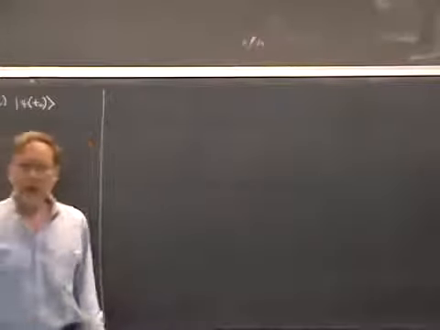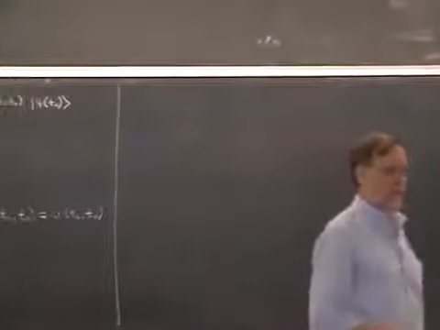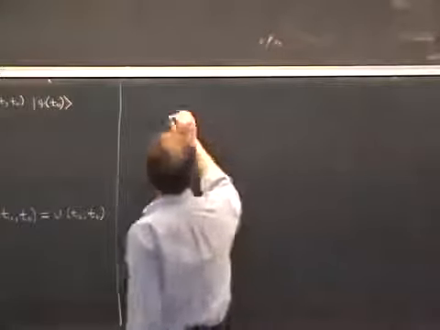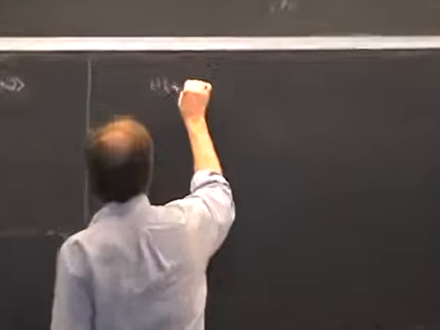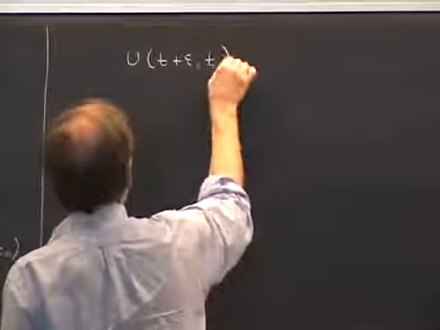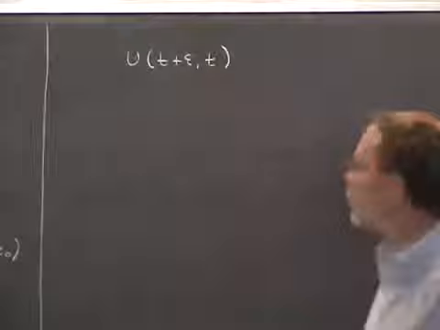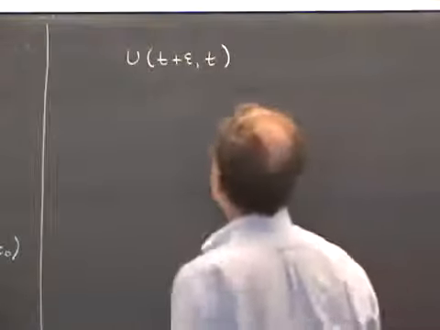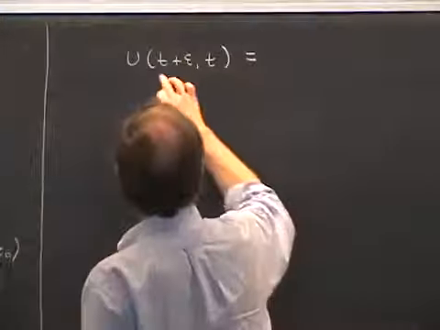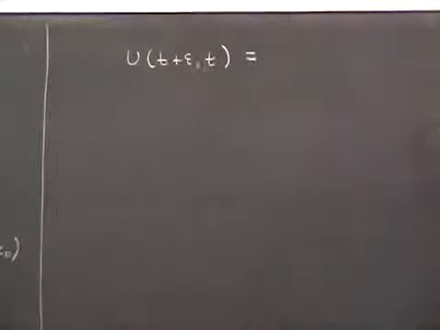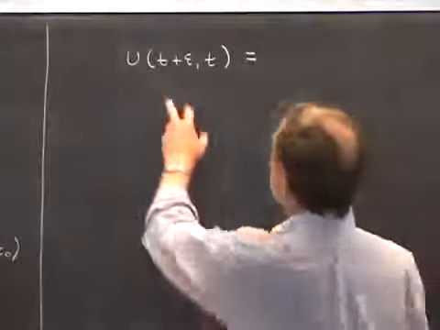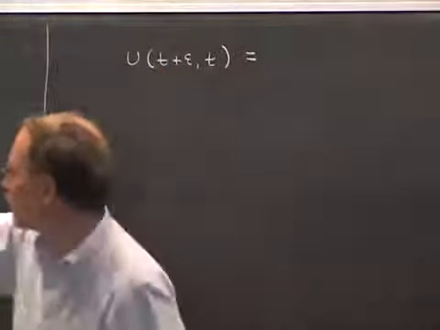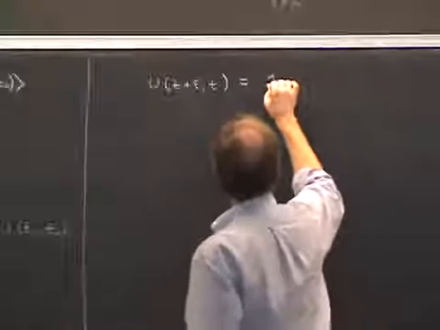Now, let's take a look at what happens over a short time evolution, in the context of infinitesimal time. Let's consider the operator u of, let's say, t plus epsilon comma t, where t is now the initial time, and then a short time later is the final time. Let's look at what happens over small time evolution. You can expand this in a Taylor series in powers of epsilon. The leading term is just given by setting epsilon equal to 0. That's u of t comma t, which by the initial conditions is 1. So the initial term is 1.